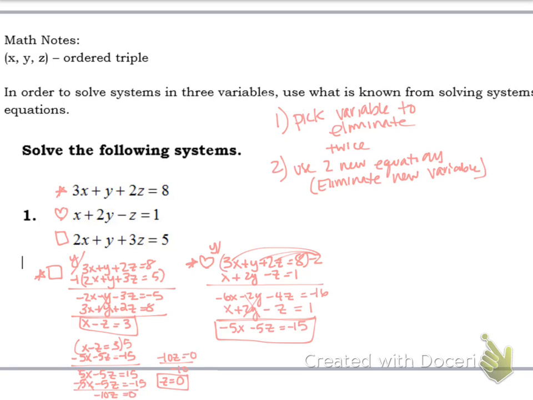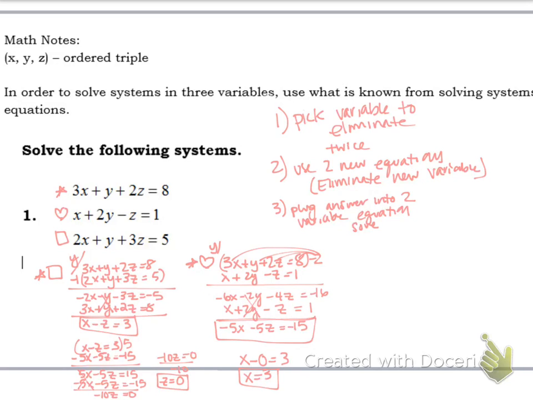Now I can plug this into one of my two variable equations. Plug the answer into a two variable equation and solve. If I pick the left one, it looks easier, so x minus z equals 3. So x minus my z, which represents 0. So really x is equal to 3.